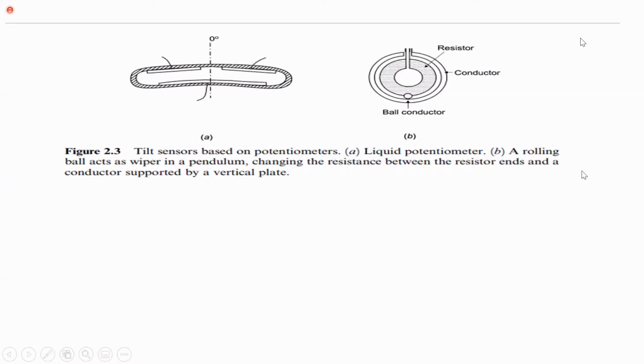And the second one, a rolling ball acts as a wiper in a pendulum, changing the resistance between the resistor ends and a conductor supported by a vertical plate. So here we have a ball. This ball will rotate, and because of that rotation we will get a change in the resistance.